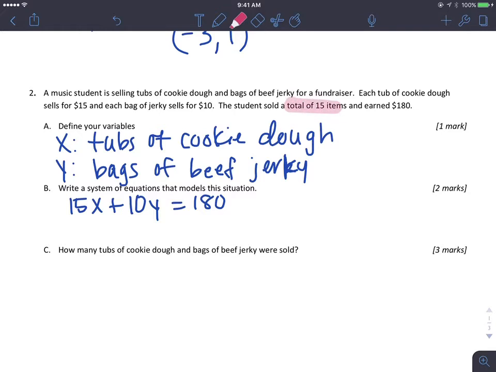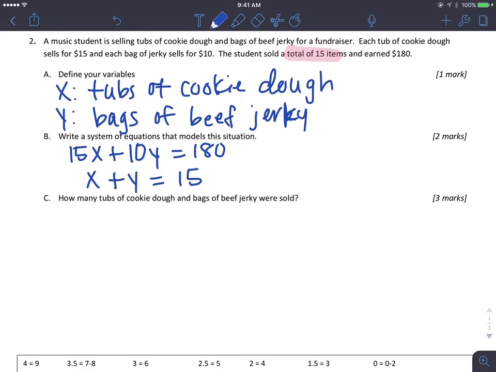The other thing we know is that the student sold 15 items. So the tubs of cookie dough plus the bags of beef jerky is going to have to equal 15. So just plain x plus y equals the 15 items they sold. All right, now how many tubs of cookie dough or bags of beef jerky were sold? Well, now we're kind of at where we were with question 1. We have two equations and we just need to solve for the solution, the point where they intersect.